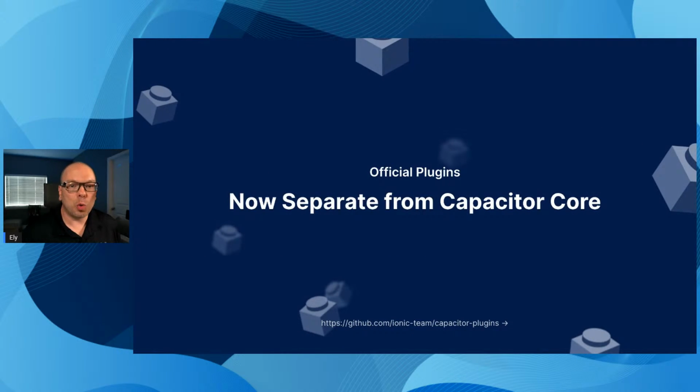Capacitor has over 20 official plugins developed and supported by Ionic. These plugins used to be a part of the main Capacitor package. This made it easy to get started with all the plugins, but it did have some downsides. First of all, when your app was built, the code for all the plugins were a part of your main application bundle, even the plugins that you didn't use. This caused larger than necessary bundle sizes, and larger bundles mean longer startup times.